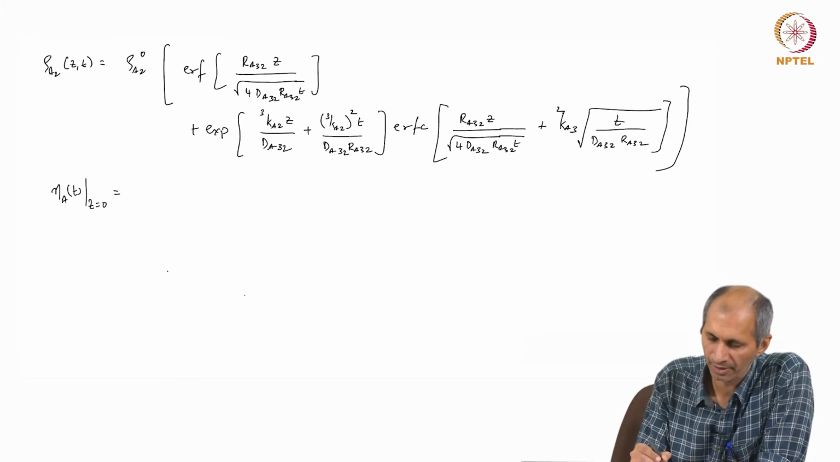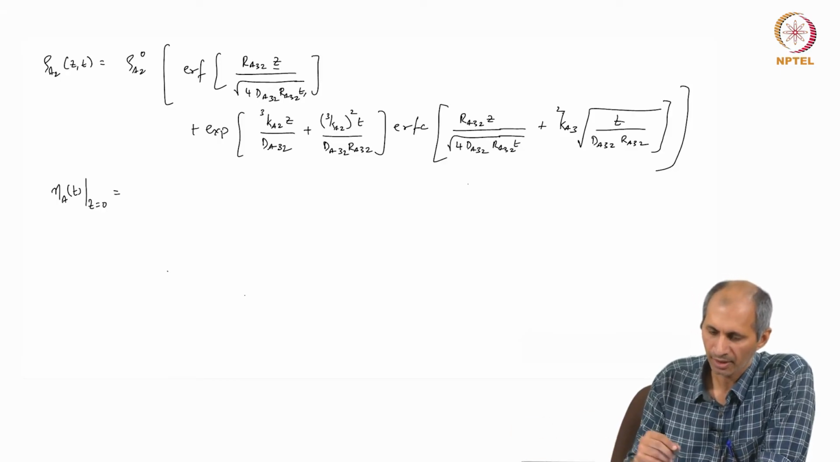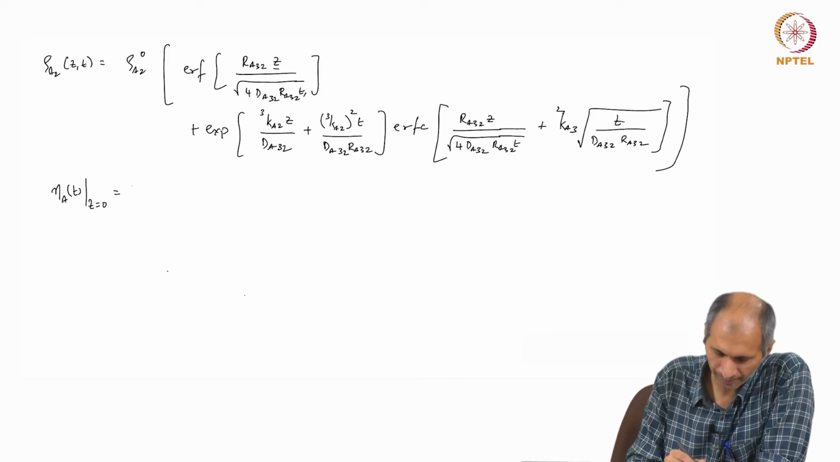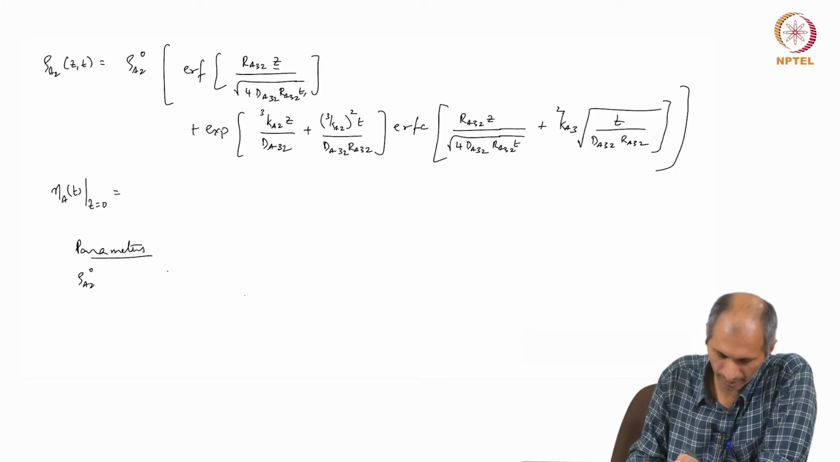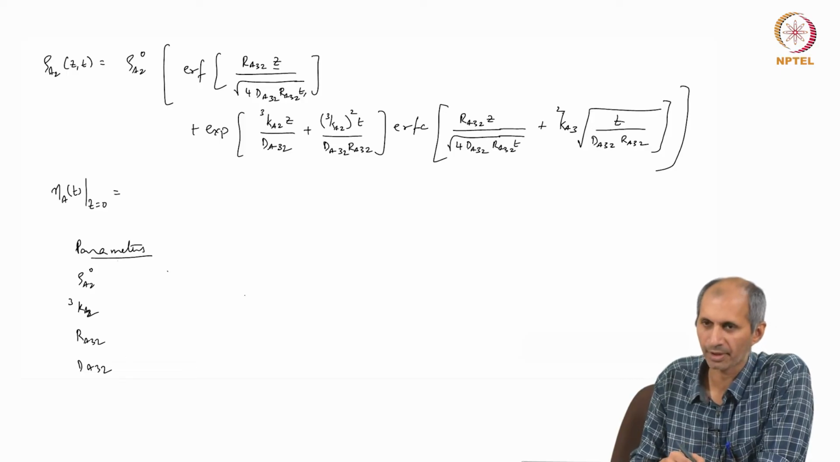This expression, if you notice, is a function of z and t. T is here, z is here. Z and t appear in this equation. The other parameters in this equation, we will write down: rho A2 0, K2, and the diffusion coefficient. These are the 4 parameters that we need.